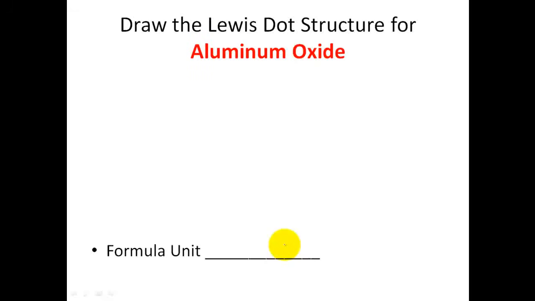Okay, this one is a little more challenging. Let's give it a shot. Aluminum oxide, give me the Lewis dot structure, tell me what kind of formula unit that produces. Press pause, give it a shot.